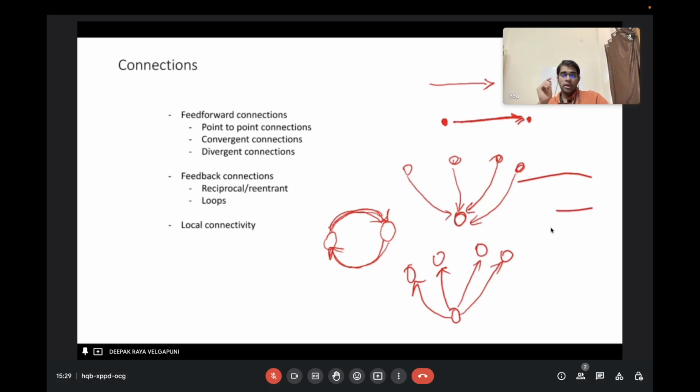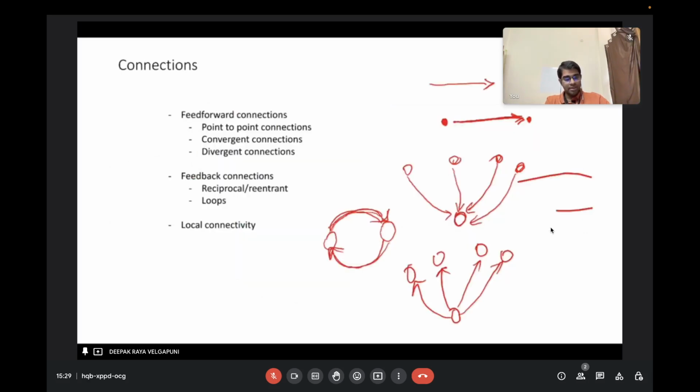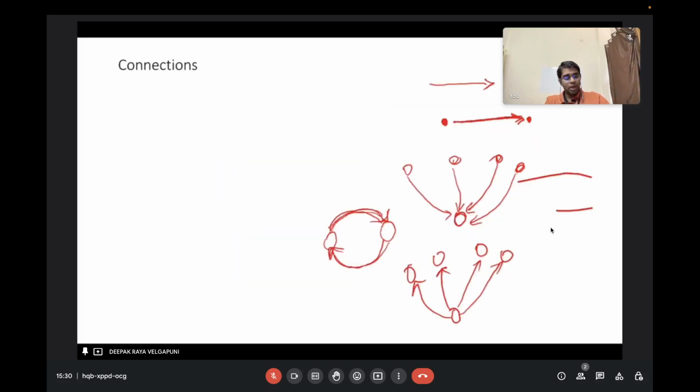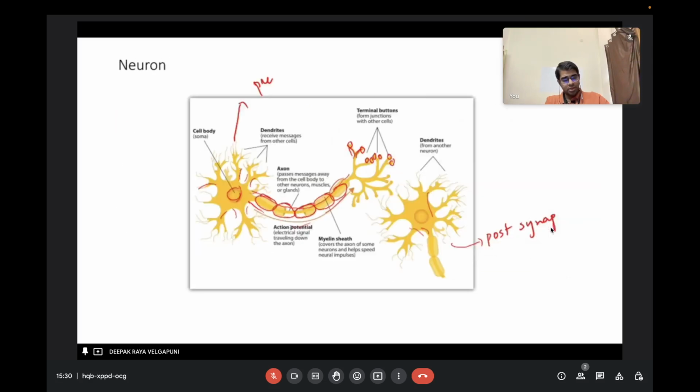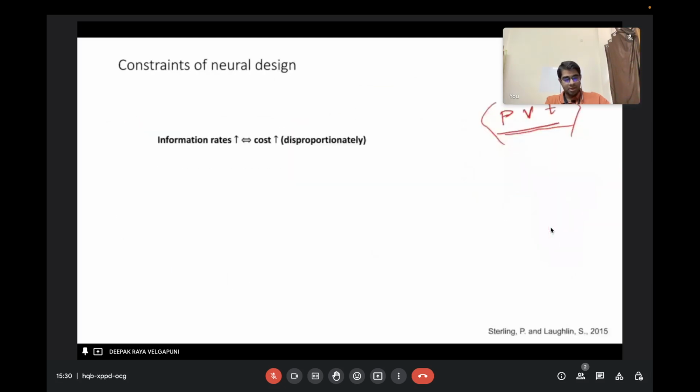Okay. And also you have local connectivity at the level of neurons. Here the laminar structure reveals the local connections. This is a sheet of cells in your brain. For example, if you take the white matter and the gray matter and cut through this, you'll find this laminar structure. The gray matter part has the laminar structure that is shown here.